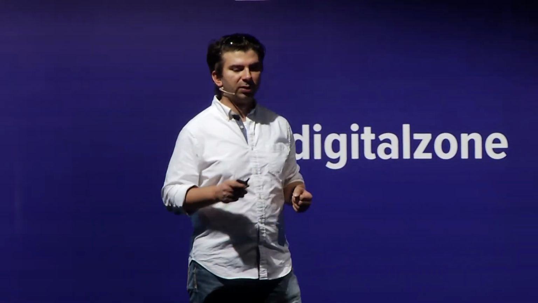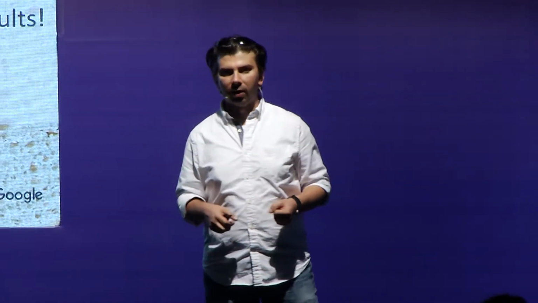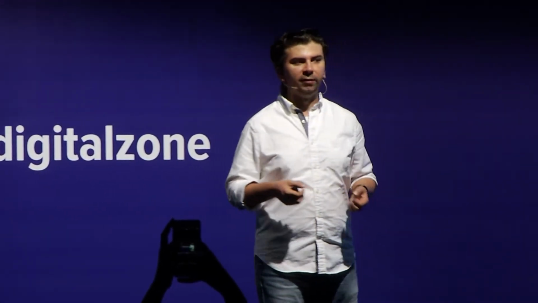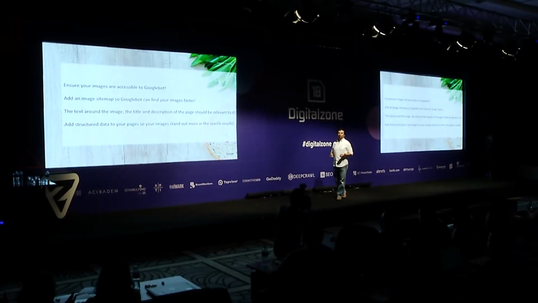So, to sum it up and to move on to Q&As, because I'm sure at least some of you have questions. Ensure your images are accessible to Googlebot. This is the first thing that you want to do, and you should do this as soon as you get back to the office, because we do see that many sites block their images, and they don't even know that they are blocking them. Second, add an image sitemap so Googlebot can find the images.